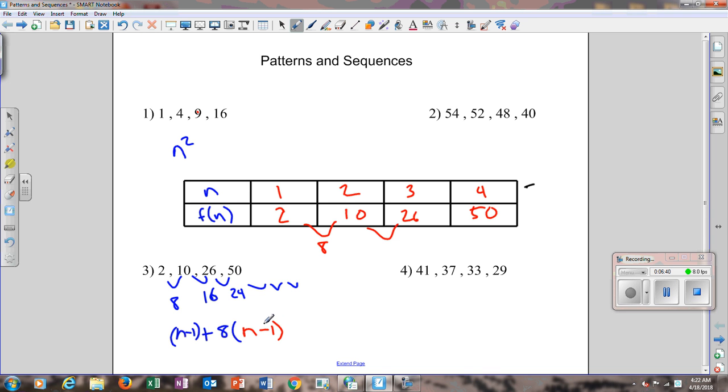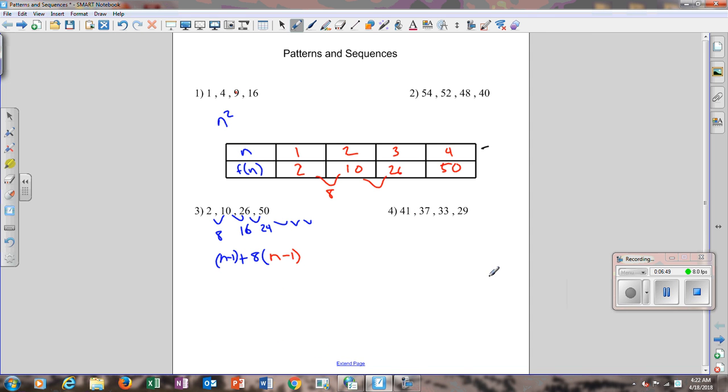All right. On to the next one. Here we have 41 going down to 37, 33, 29. So we're subtracting the same thing each time. And so it is just 41 minus 4 times n. That's when it's an easy one, when you subtract the same thing each time.